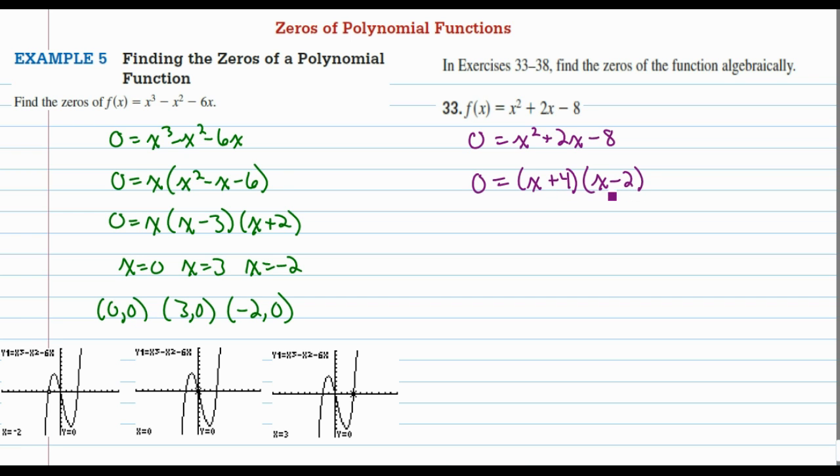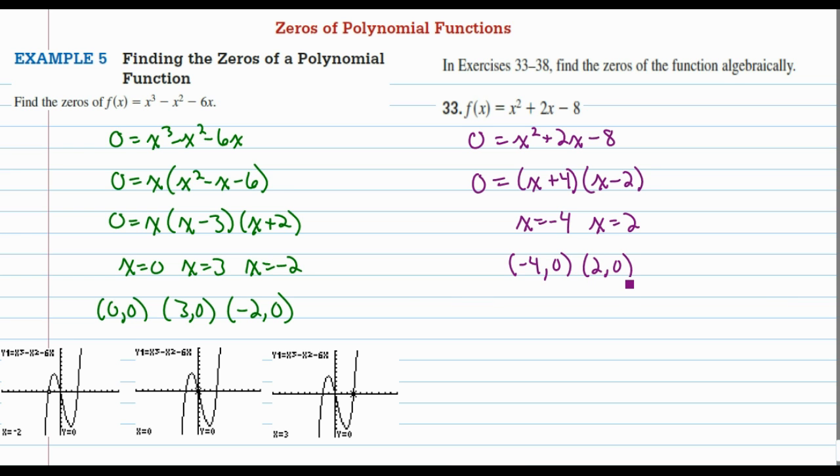So basically, if I FOILed that back out again and I multiplied, I would have a +4x term and a -2x term that would combine to be +2x, and then I would have a +4 and a -2 that would combine to be -8. So I have my two zeros. X equals -4 would make this whole right side equal to 0. And then x equals +2 would make the whole right side equal to 0. So my two zeros are (-4, 0) and (2, 0).